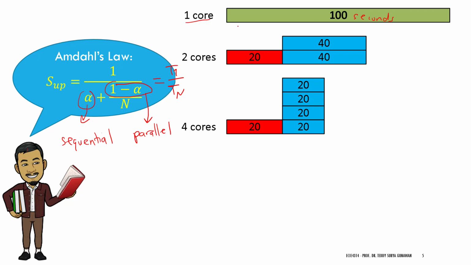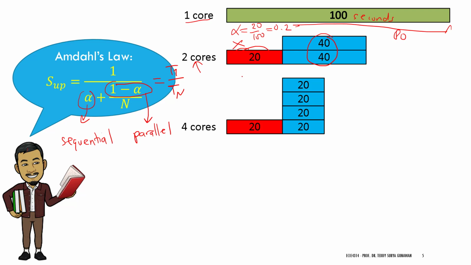Then it was found that the sequential part is 20 seconds, so alpha will be 20 over 100, which is 0.2. This 20 means it cannot be divided. What is left is the 80. The 80 can be divided if you have two cores, into 40 and 40, and you remember that you can run these in parallel.